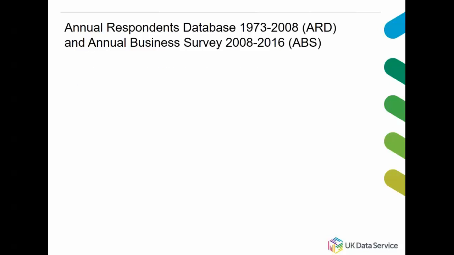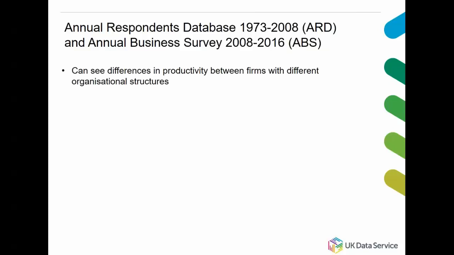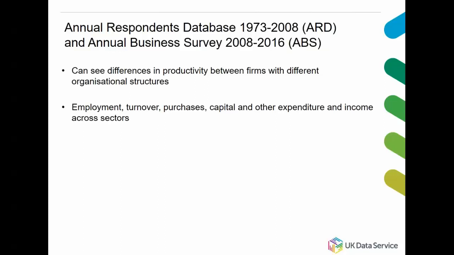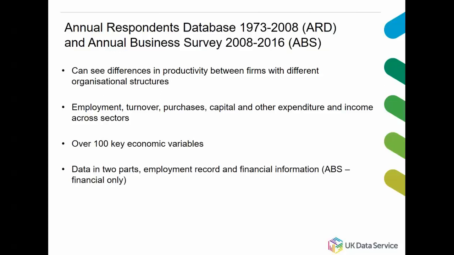So the ARD, in the ARD you can see differences in productivity between firms with different organisational structures, and it covers employment, turnover, purchases, capital and other expenditure, etc. It has over 100 key economic variables. It's one of the reasons why it's used so widely. And the data are in 2 parts. There's an employment record and financial information. And there are also various geographies which go all the way down to postcode.